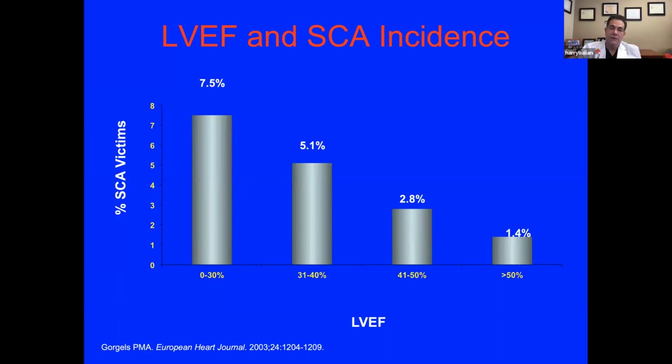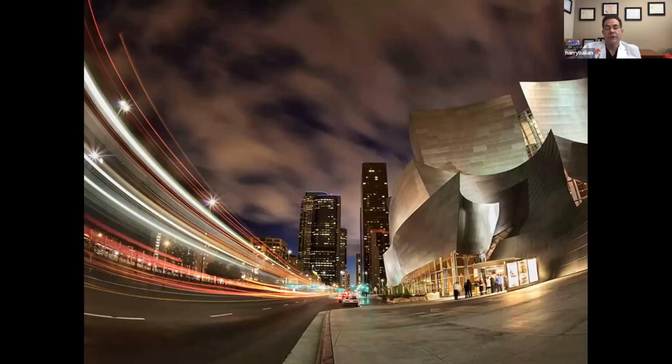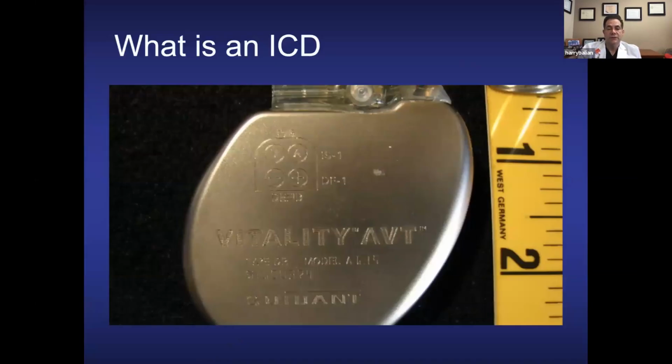So heart failure and sudden cardiac death go hand in hand. When your ejection fraction is low, your risk of having sudden death is high. So after 3 months of aggressive therapy, if the EF still stays low, you need to be heavily considered for defibrillator therapy. So this is a defibrillator.